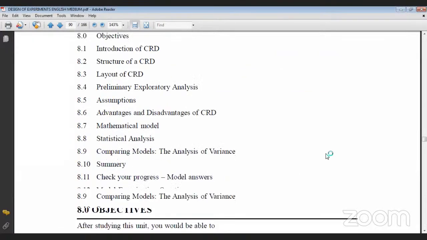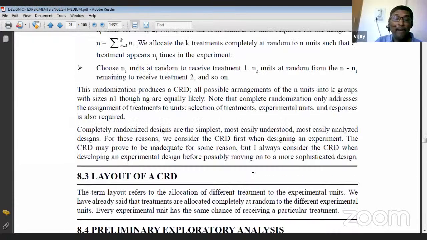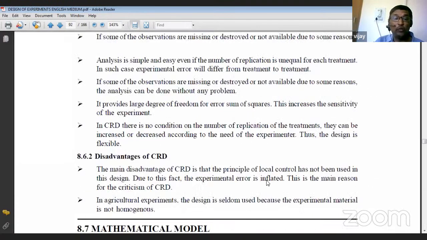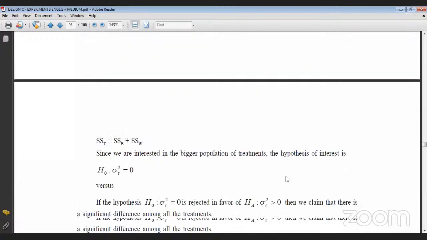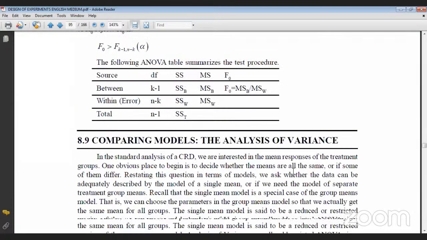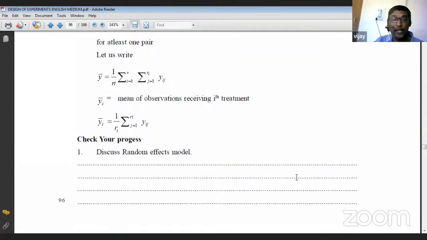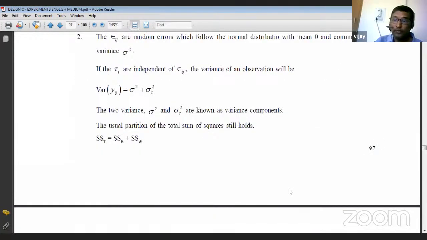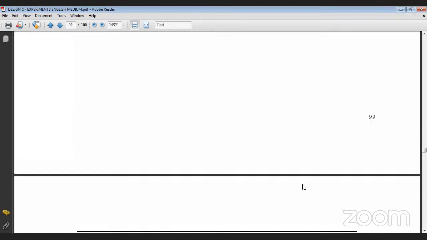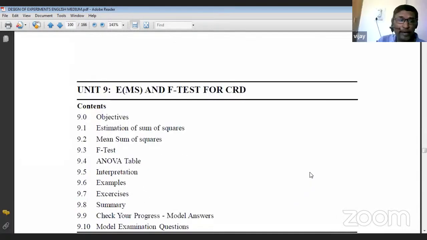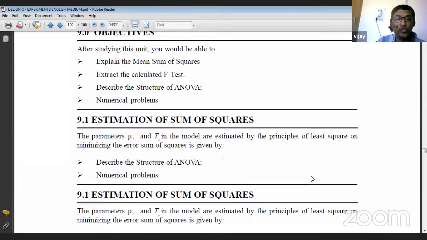Theoretical part, 7th and 8th unit. Compulsory, these two questions you have to attend. 8th unit we will discuss tomorrow. 7th unit is completed today. 8th unit is also the same theoretical part, we can discuss tomorrow.